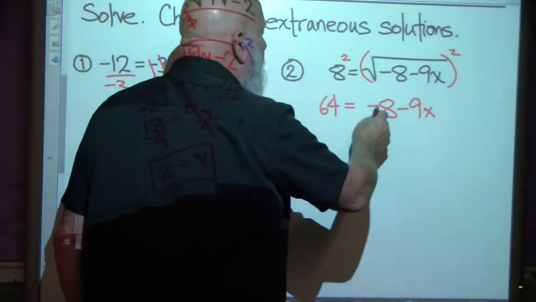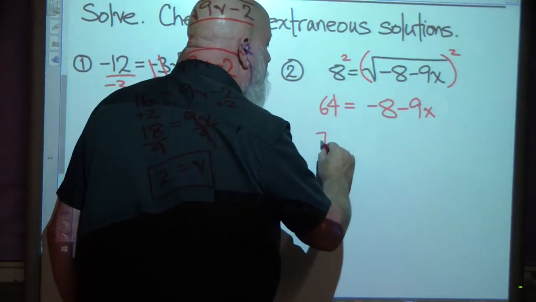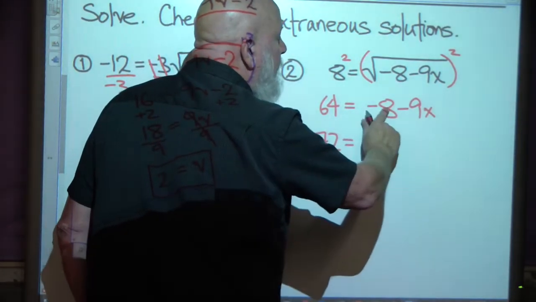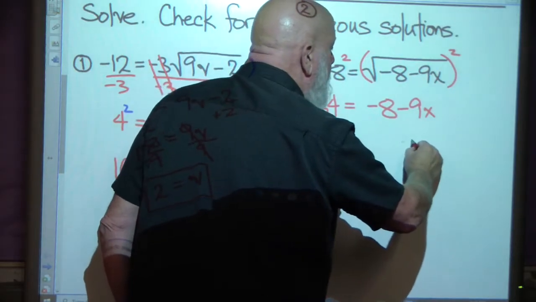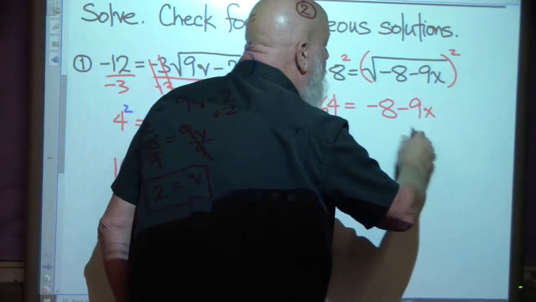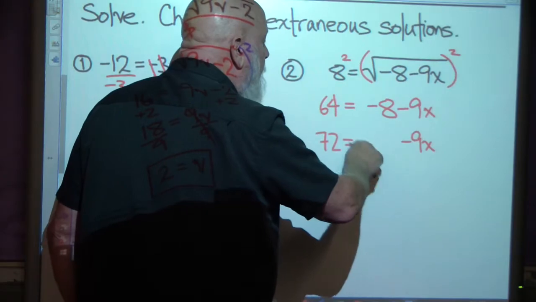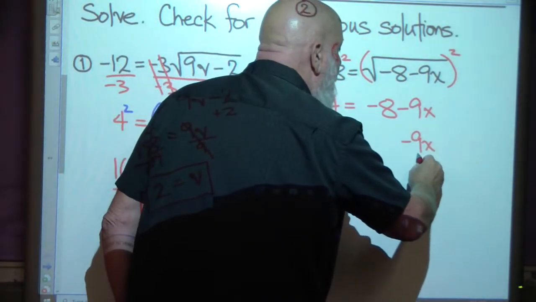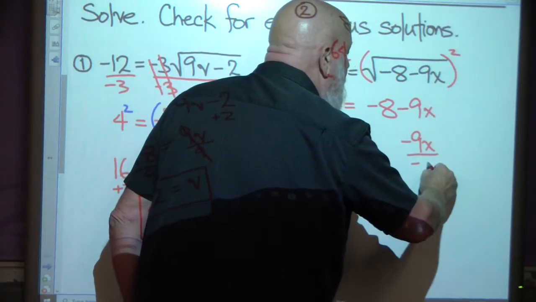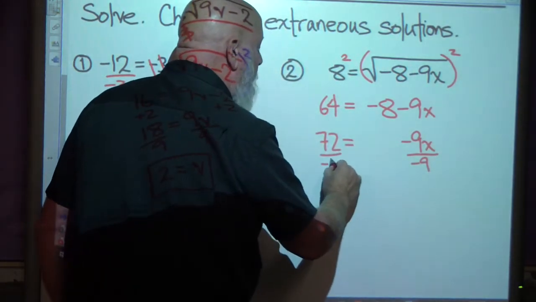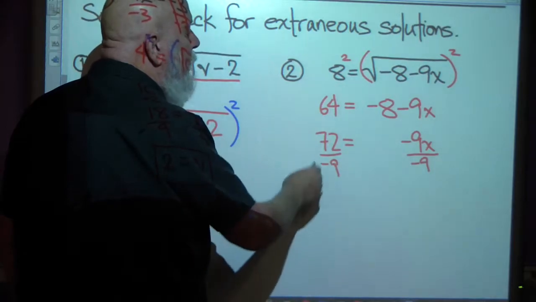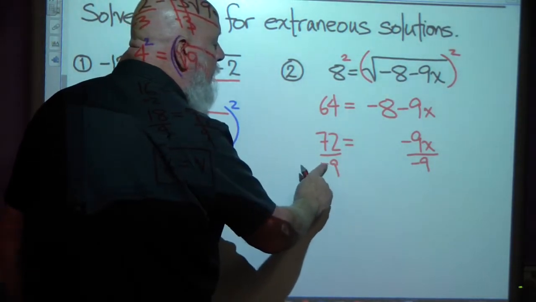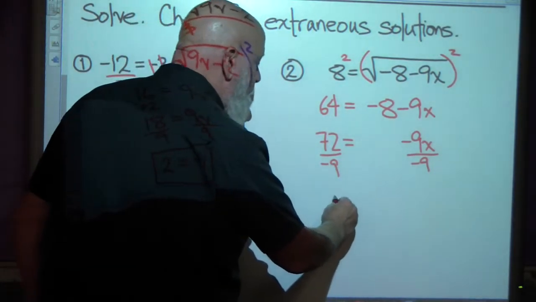So if I add 8 to both sides, this will yield 72 on this side. And on this side, this -8 will disappear, leaving me with -9x. I just added 8 here and it disappeared. Added 8 here and it turned into 72. Now I'm going to divide both sides by -9. I'll go ahead and show that. And 72 divided by 9 is 8. If one of the numbers is negative, then the entire quotient is negative.